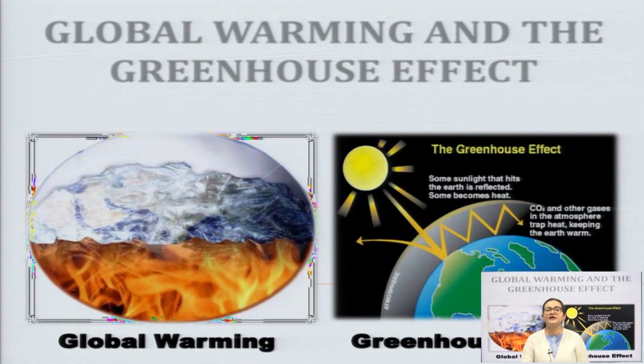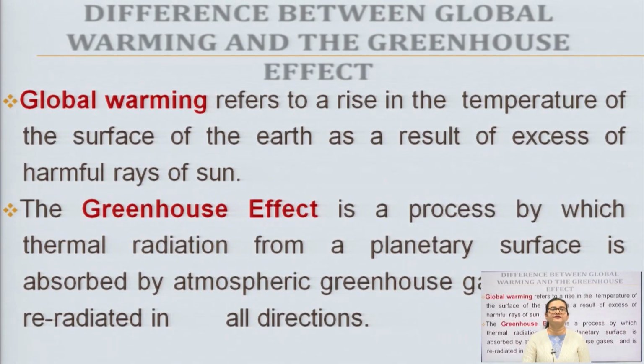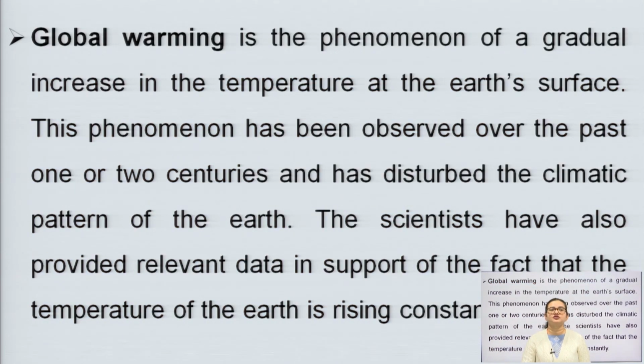Then I told you about global warming and the greenhouse effect. What are they? Global warming refers to the rise in temperature of the surface of the earth, which results in excess of harmful rays of the sun. The greenhouse effect is a process by which thermal radiation from a planetary surface is absorbed by atmospheric greenhouse gases and re-radiated in all directions.